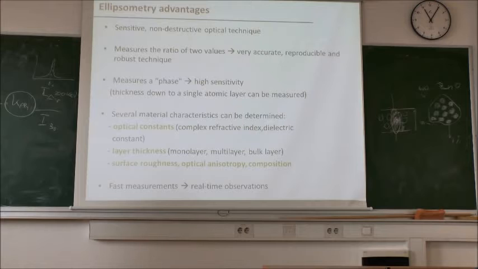Ellipsometry also allows a determination of various material characteristics, including complex refractive index and dielectric constants, and then thickness of monolayers, multilayers, and bulk layers. It can also measure surface roughness, optical anisotropy, and composition. Because these measurements take only a few seconds, we can perform real-time observations of various processes, for example, etching, oxidation, thermal annealing, and so on.